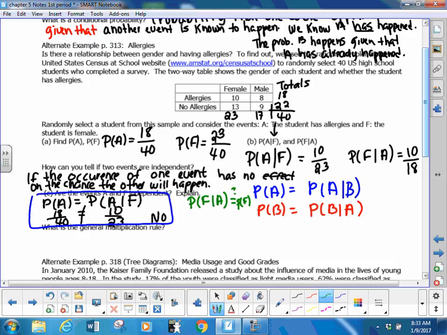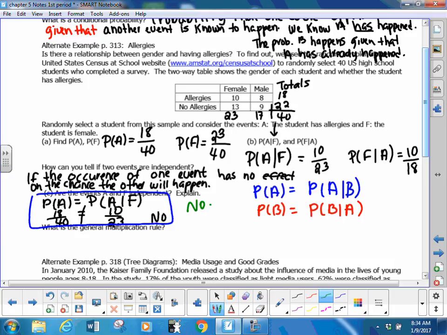So your explanation is just your work? Yep. Okay, I'm just checking all of these. I was just saying, you could have done allergies given female or female given allergies. Either way would have shown that it wasn't independent. Okay.